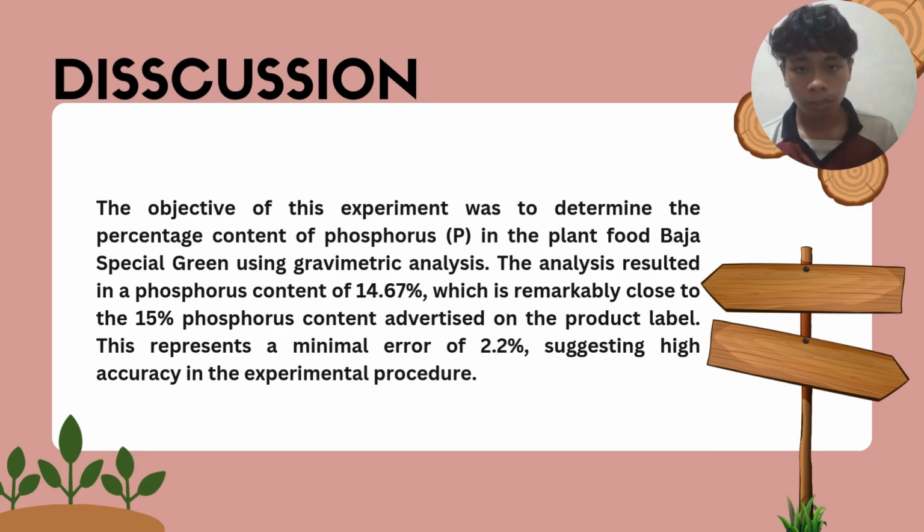The objective of the experiment was to determine the percentage content of phosphorus P in the plant food Baja Special Green using gravimetric analysis. The analysis resulted in a phosphorus content of 14.67%, which is remarkably close to the 15% phosphorus content advised on the product label. This represents a minimal error of 2.2%, suggesting a high accuracy in the experimental procedure.